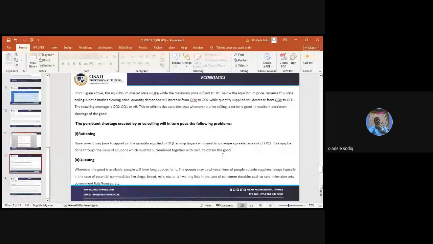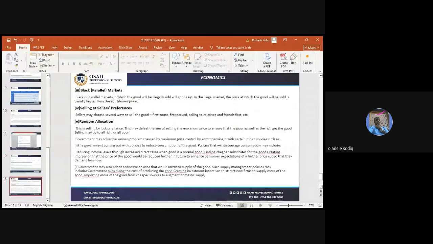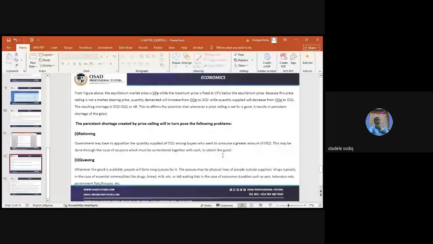Another problem it will cause is queuing. So what is queuing? The moment a good is available, I don't know how I can explain this. Let's look at petrol, for example. I always like using petrol as an example because it is easy for us to understand.